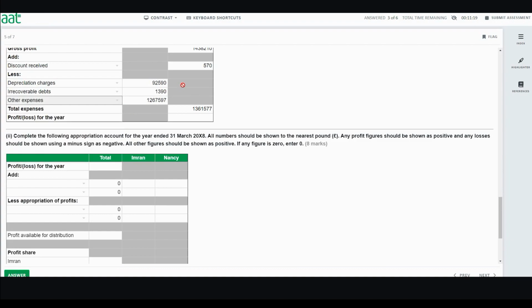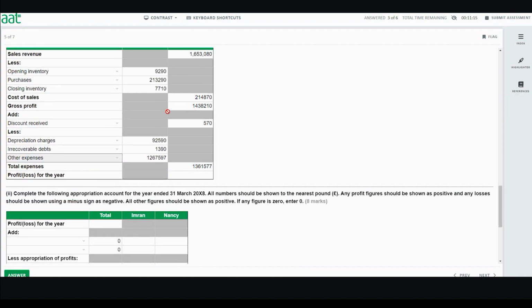Okay, so your total of expenses, so you've got gross profit plus discounts received minus total expenses should give you a profit of 77203. Okay, so that's that one done. Your profit then is the profit that you're carrying down now to the next task, okay?